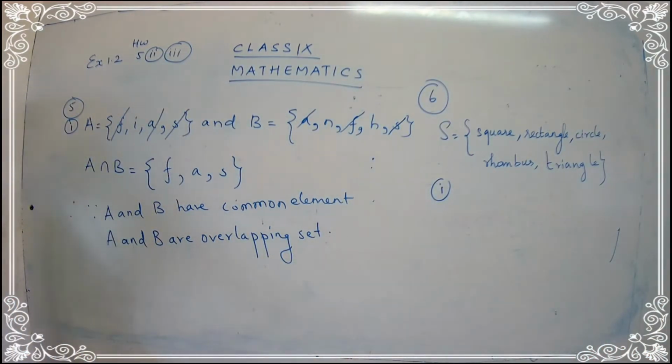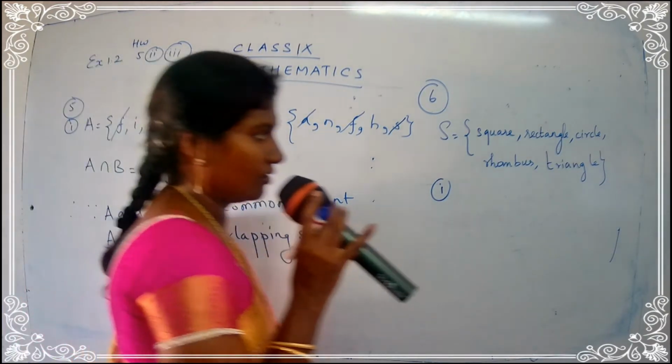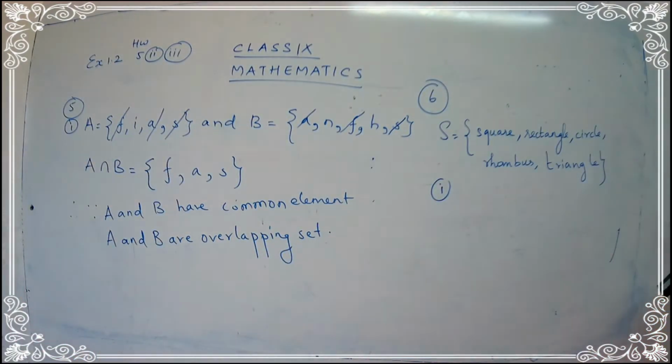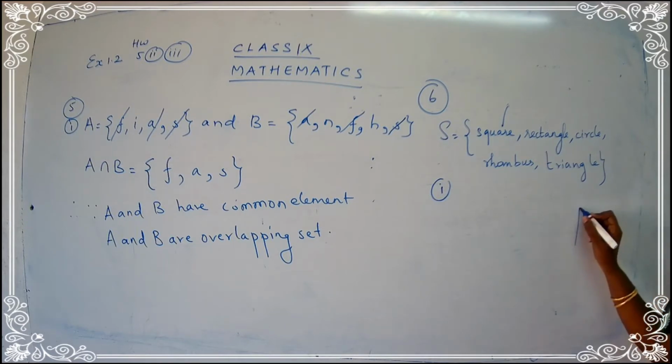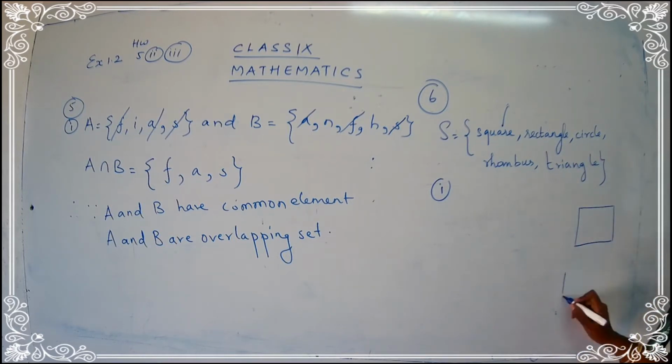Okay, tell me, we have been given different figures: square, rectangle, circle, rhombus, triangle. From this, which is the figure that satisfies the condition of having 4 equal sides? Yes, square has 4 equal sides. What about rectangle? Rectangle has 4 sides, but all the sides are not equal. Opposite sides are equal: 2 lengths and 2 breadths are equal.